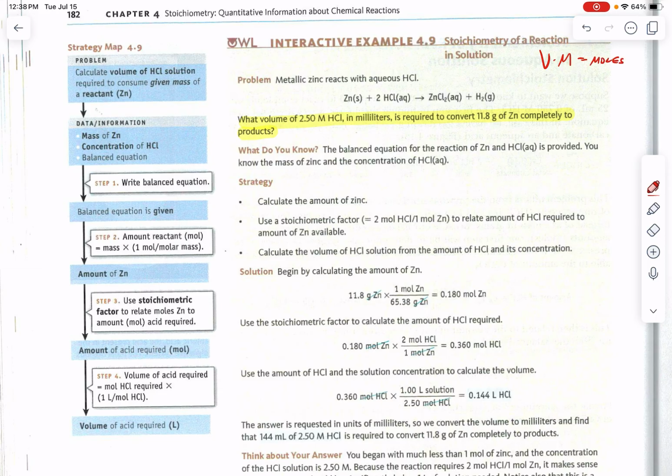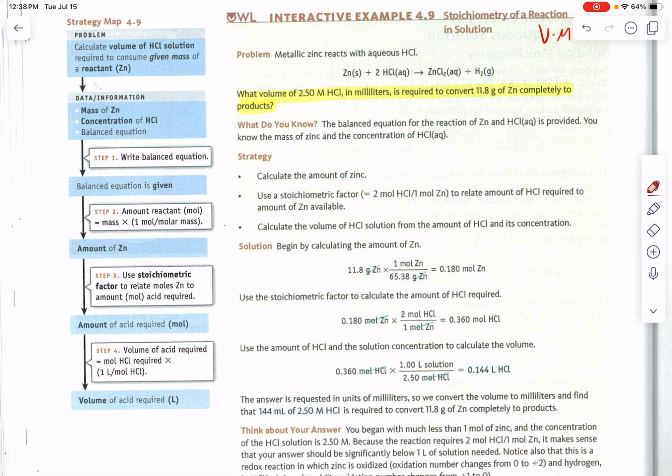Here's another problem. What volume of 2.50 molar hydrochloric acid is required to convert 11.8 grams of zinc completely to products? So that must mean that zinc is my limiting reactant, and therefore I have more than enough hydrochloric acid to entirely react with it. And my roadmap looks like this. I'm going to go from grams to moles. And then we're trying to react this with hydrochloric acid.